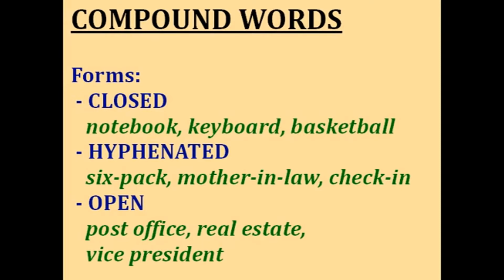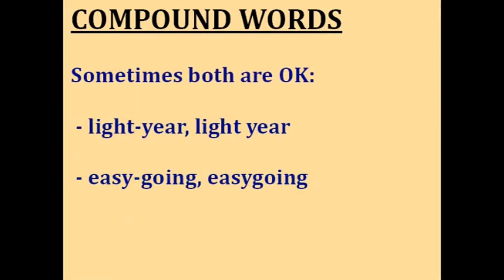And we have the open form, where the words are separated by a space, and some examples of that are post office, real estate, and vice president. Some words have more than one form. For some words, both the open form and the hyphenated forms are acceptable, as in the word light year. That's the distance that light can travel in a year. It's a very long way.